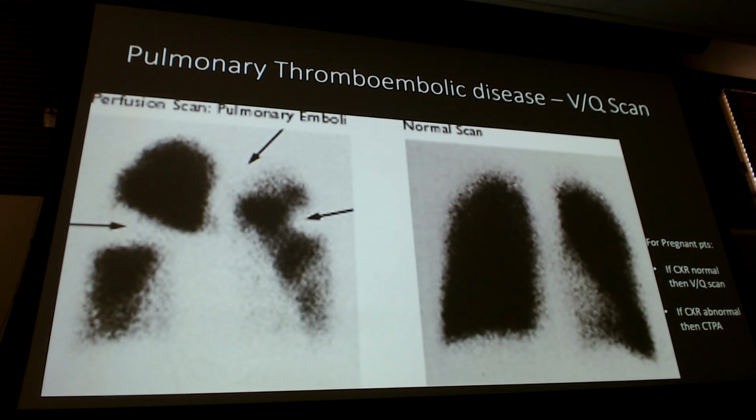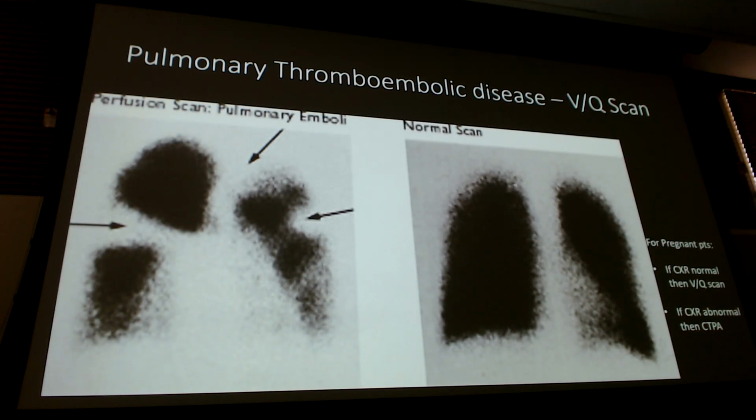Here's your VQ scan if they can't have contrast, also known as a ventilation perfusion scan, right? And I even have it here on the side for pregnant patients. If the chest x-ray is normal, VQ scan. If the chest x-ray is abnormal, then they can have the contrast, CTPA or CT with contrast. The concept on the normal scan is we've given the radioisotope, it's checking the blood flow, it's a ventilation perfusion scan.